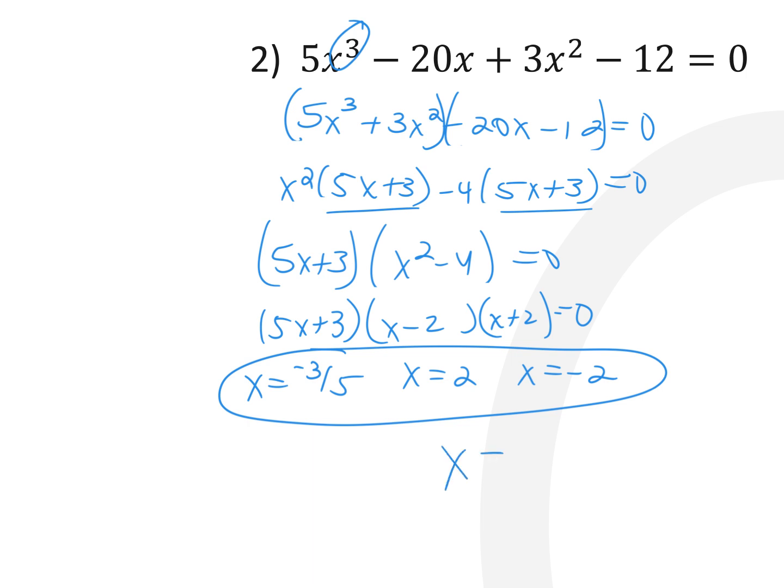Yeah, if you wanted to put x equals plus or minus 2, that's fine. Just make sure you have that plus and minus because there's 2 answers there. All right, let's move along.